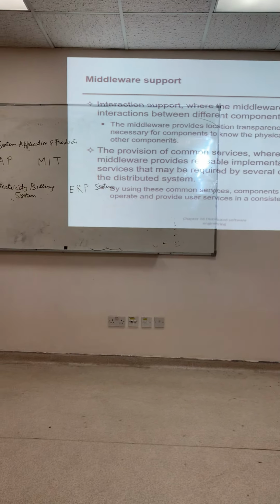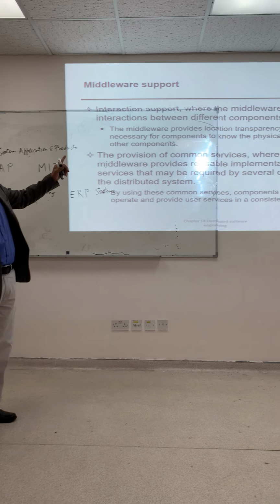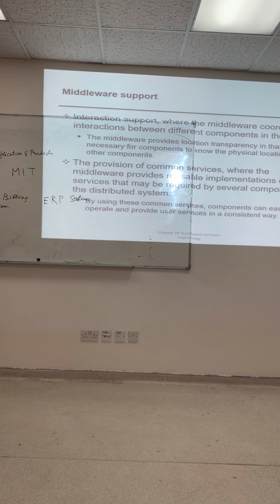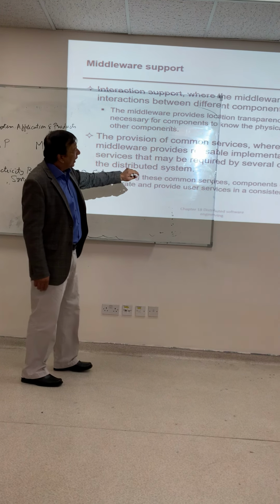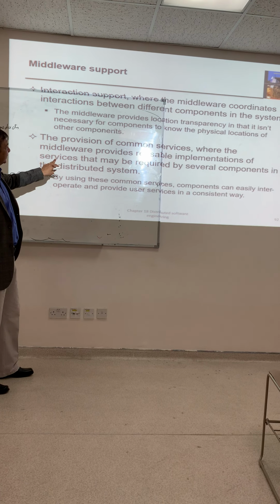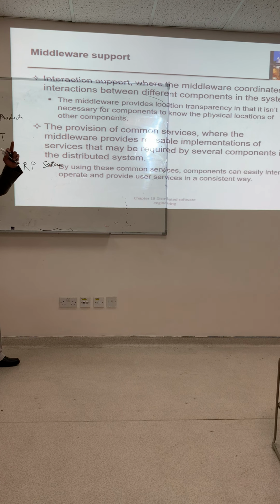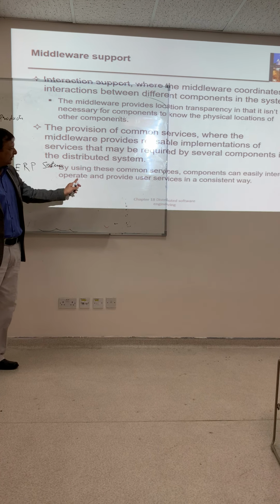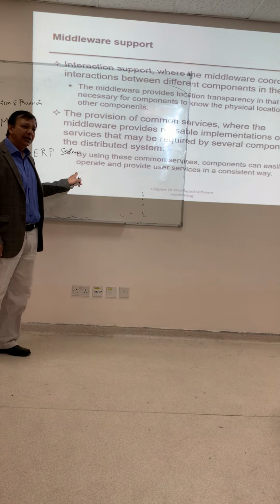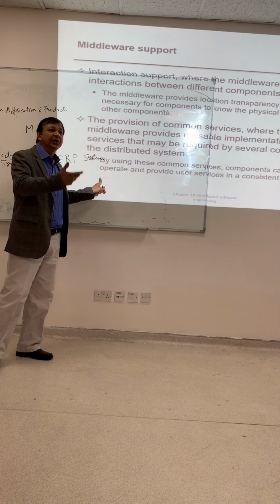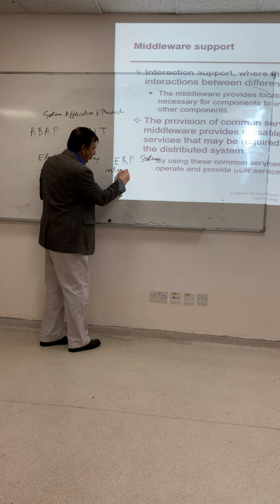So middleware supports interaction and coordination between different components. Middleware provides location transparency. It's transparent. You don't know the physical location of other components. Common services: middleware provides reusable implementation services that may be required by several components in the distributed system. By using these common services, components can easily interoperate and provide user service. So we call it interoperability. Interoperability means intercommunication.